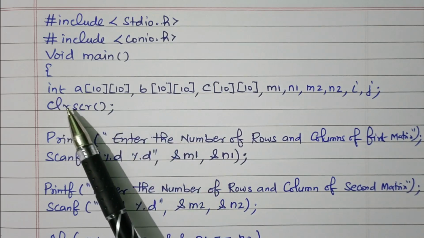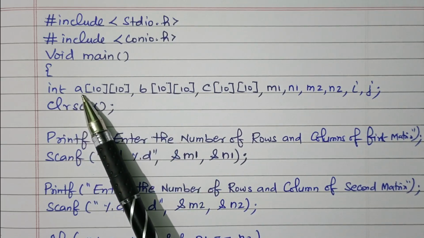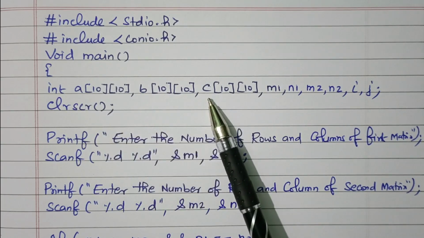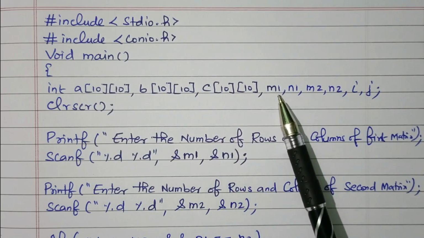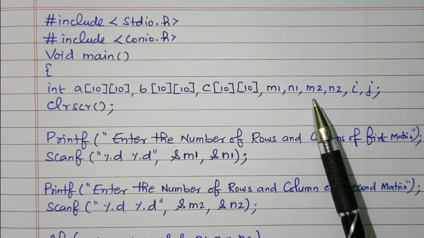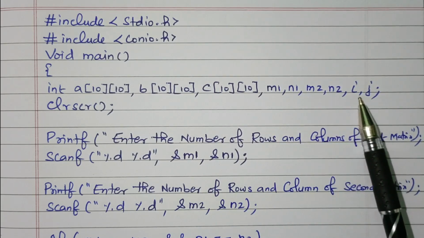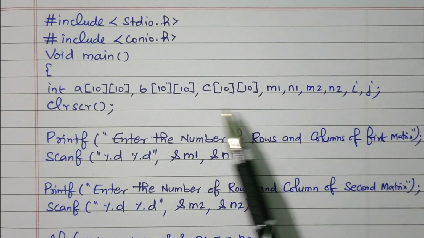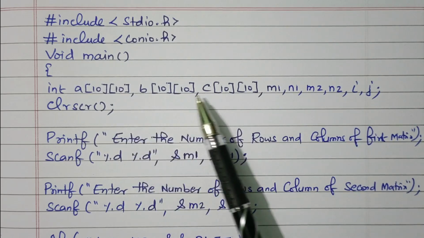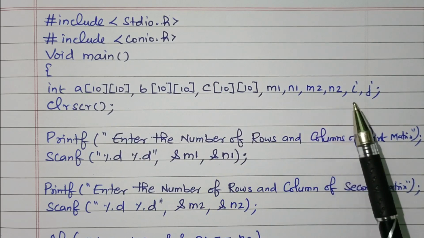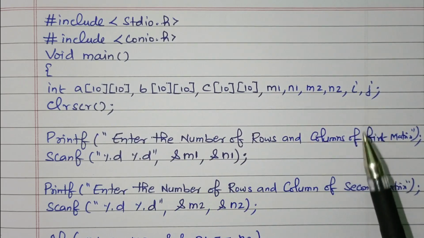So first we will declare the matrix A. This is matrix A, the first matrix. B is the second matrix. C is the resultant matrix, the subtraction matrix. M1, N1 is the dimension of the first matrix. M2, N2 is the dimension of the second matrix. This I, J is used for loops, right? So: first matrix, second matrix, resultant matrix, dimension of first matrix, dimension of second matrix, and variables used for loops.